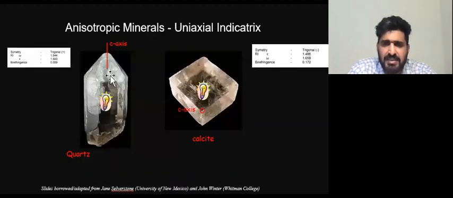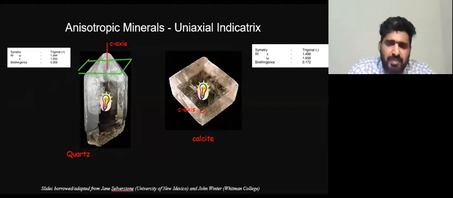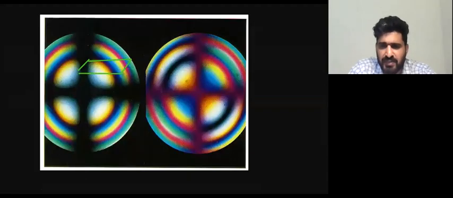In the normal setup, if you cut a section perpendicular to the C axis, that is this one, this section should ideally be isotropic. But when you make some minor adjustment in a petrological microscope, the same section will give you something like this. This is called an interference figure.